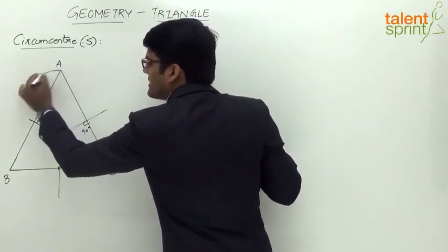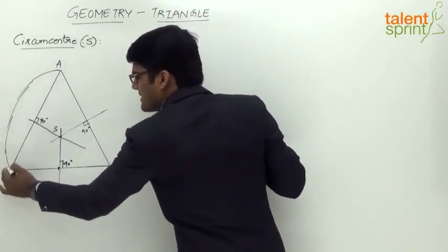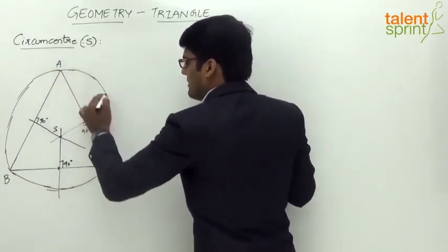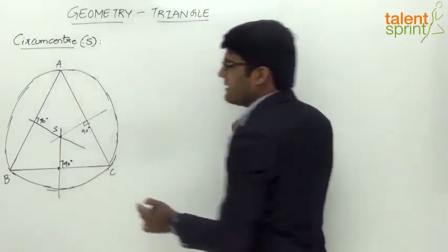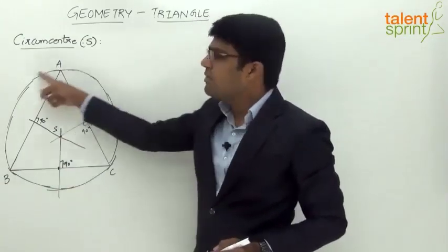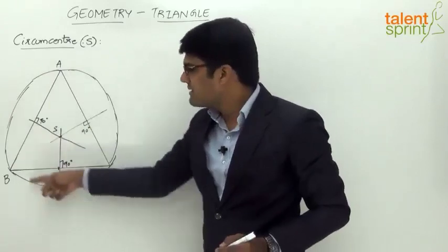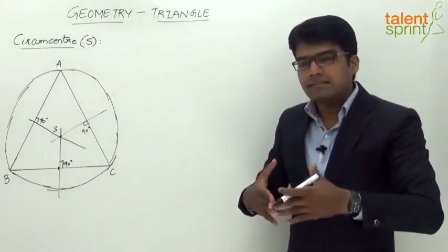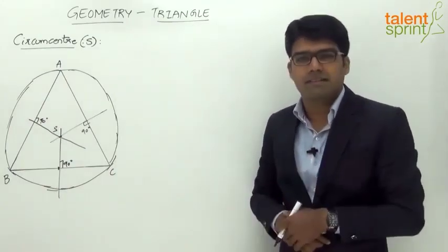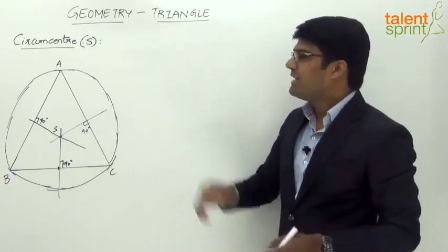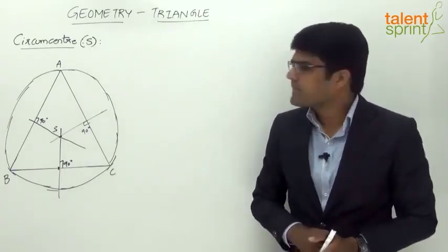So I'm just trying to draw a circle here. Let's say this is the circle. May not look like a circle, but let's understand the point there, right? So S is the center of a circle which passes through all 3 vertices, and this is known as the circle which circumscribes the triangle. The triangle is completely inside the circle and all its 3 vertices lie on the circle there. So that's about circumcenter, the point of intersection of the perpendicular bisectors of the sides.